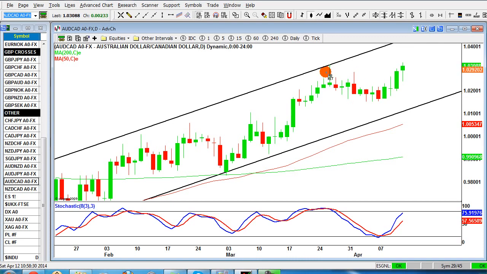Now, it's come all the way back. Now, you're probably thinking to yourself, well, where was the point to get in? Because there were a few false breaks here. Well, for me, it was when the market came into showing us hidden divergence.